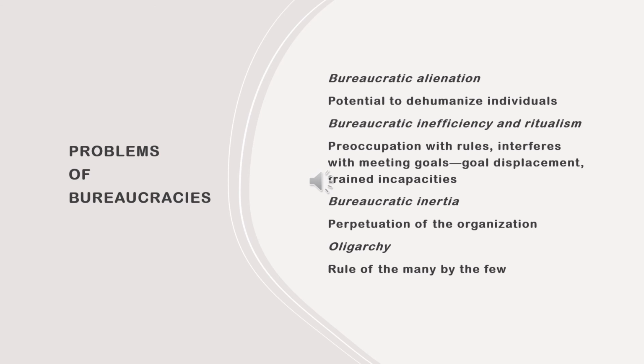And then goal displacement and trained incapacities. It's more because we trained you to do it this way and everybody knows how to do it this way, we're going to keep doing it this way. Even if it's not efficient, we're still going to do it that way. Bureaucratic inertia, perpetuation of the organization. Again, you can't get rid of them very easily. They are that iron cage. And the oligarchy, the rule of the many by the few. That's how bureaucracies are run.